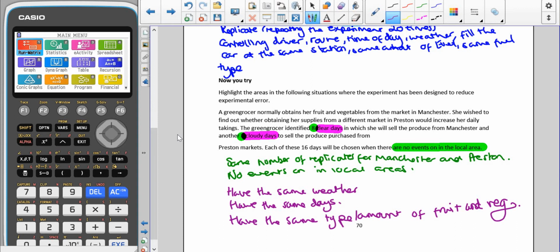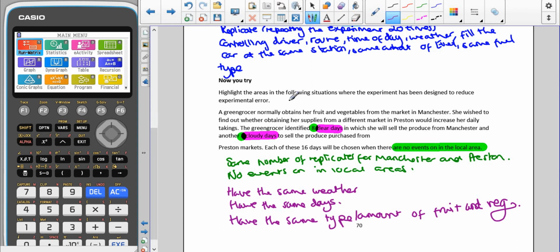Also have the same days, because quite a lot of times people are more likely to go shopping at the weekend instead of during the week, because people work during the week usually. Making sure it's not any bank holidays or anything like that. So certain things like that, having it so that it's the same day.